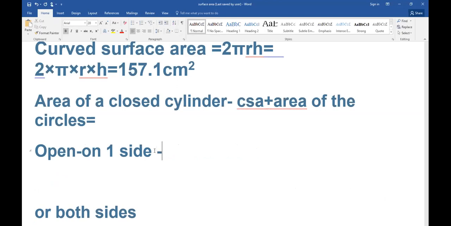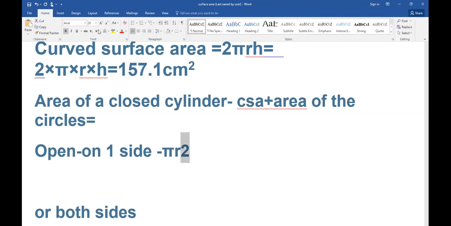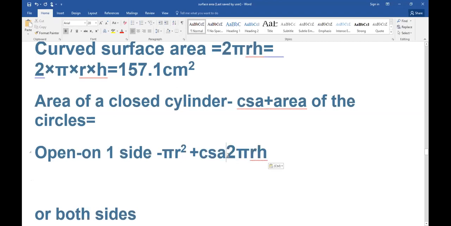If it is open on one side, there is only one circle. So you're only going to use pi r squared, because you're not going to have the two areas of the circle. Then you add the curved surface area. So it is the area of one circle plus the curved surface area, and to find the curved surface area, you just use this formula here. Into brackets, you can put this one. So this is how you're going to find that one.